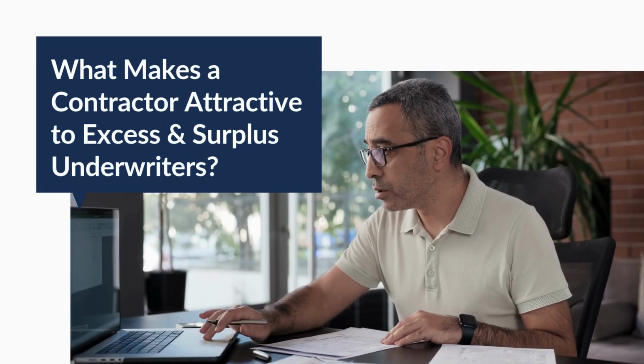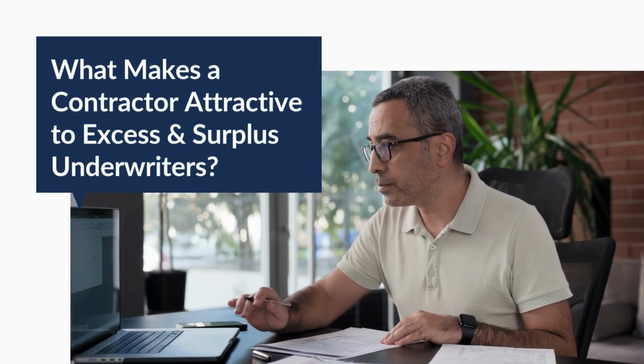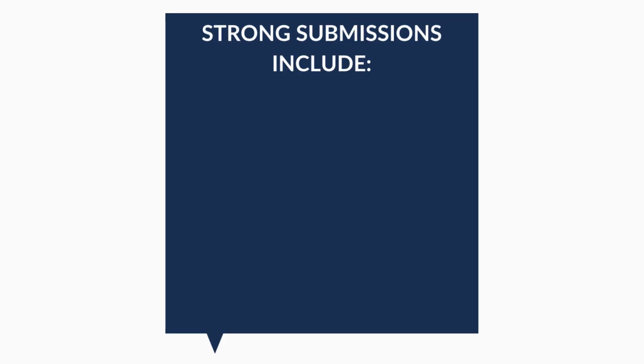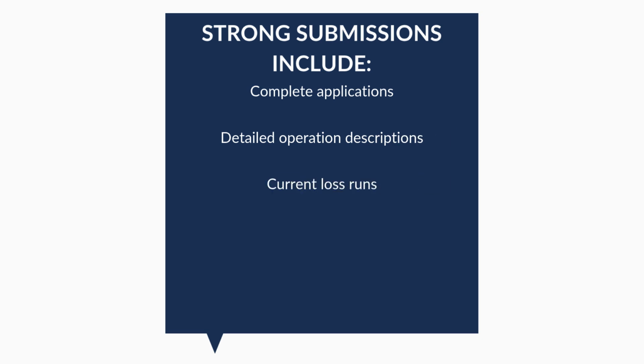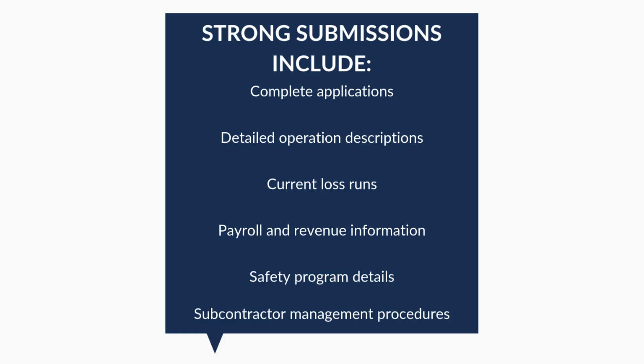A contractor doesn't have to be perfect to be placeable. What matters is whether the underwriter can understand the risk. The strongest submissions typically include complete applications, detailed operation descriptions, current loss runs, payroll and revenue information, safety program details, and subcontractor management procedures. The more complete the submission, the easier it becomes to evaluate appetite and build an appropriate coverage solution.